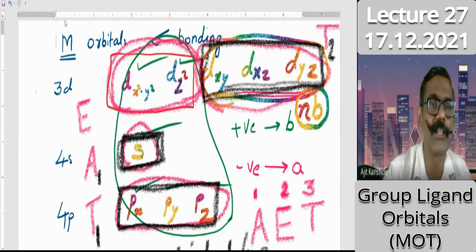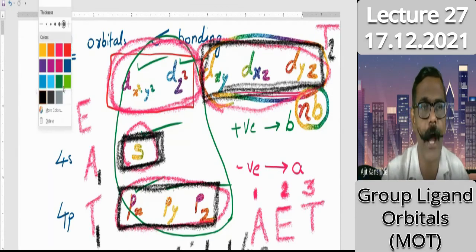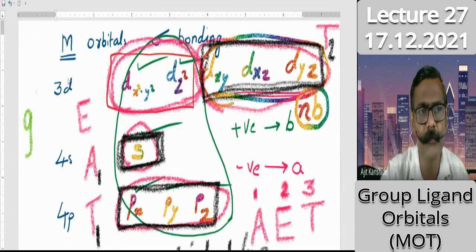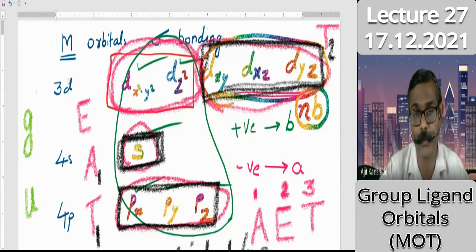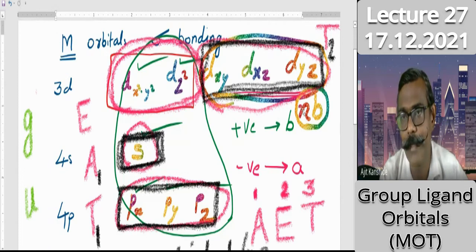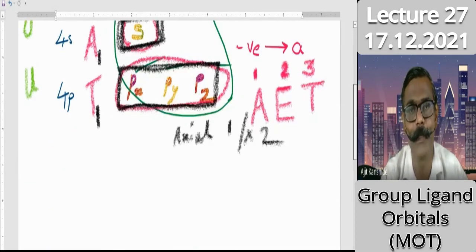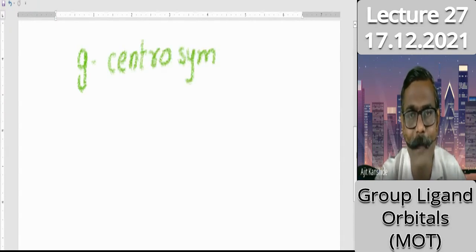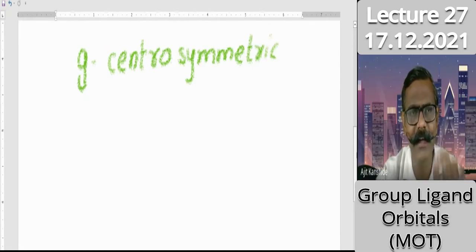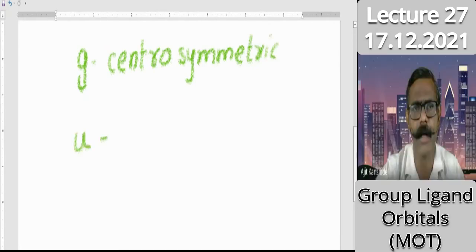Now I want to discuss the next point: gerade and ungerade. Have you heard of gerade and ungerade? G means gerade and U means ungerade. For that I will give some explanation, then we'll come to the application. G means centrosymmetric. Can students read what I am writing? Ungerade means non-centrosymmetric.